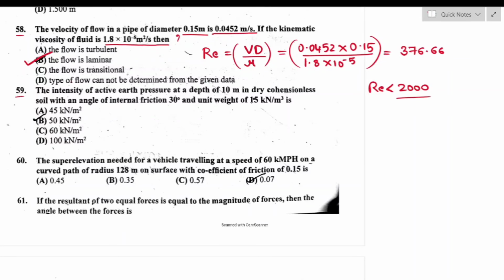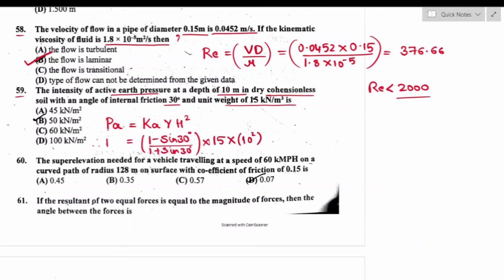Question number 59. The intensity of active earth pressure at a depth of 10 meter in a dry cohesionless soil with an angle of internal friction 30 degree and unit weight of 15 kN per meter cube. So we have to find the intensity of active earth pressure, which is equal to coefficient of active earth pressure multiplied by unit weight of the soil multiplied by h square, where h is the depth or height. Therefore, the intensity of active earth pressure will be 50 kN per meter square. Option B is the right answer.